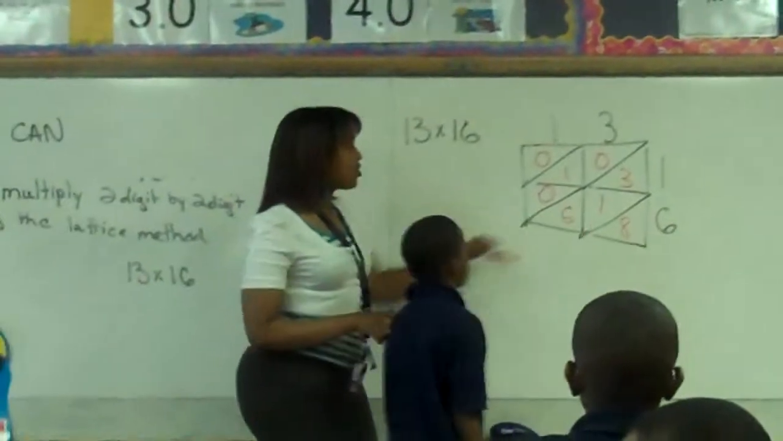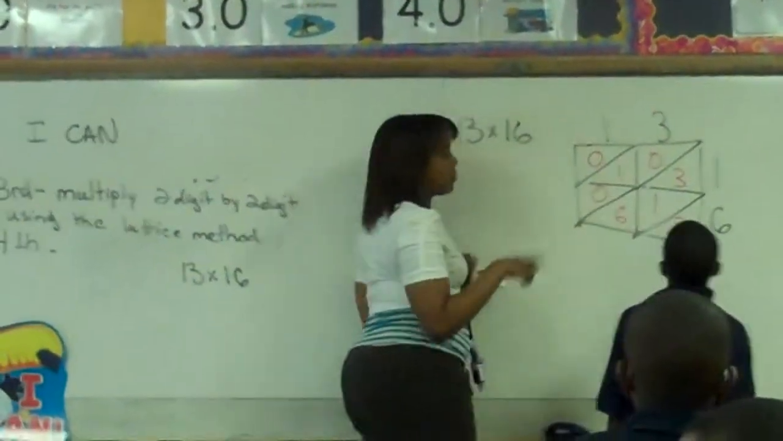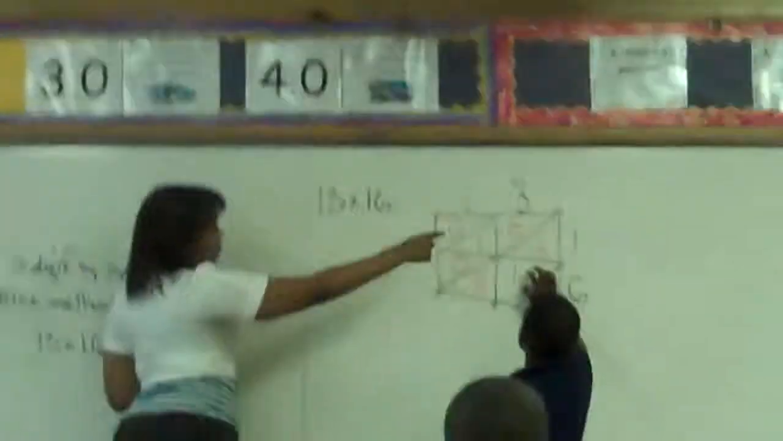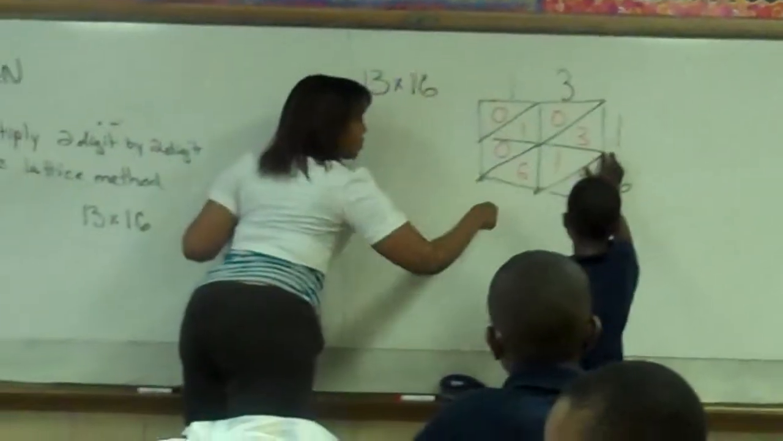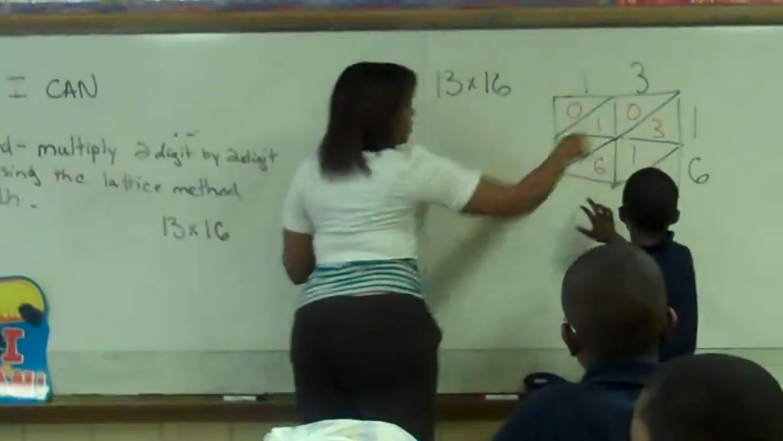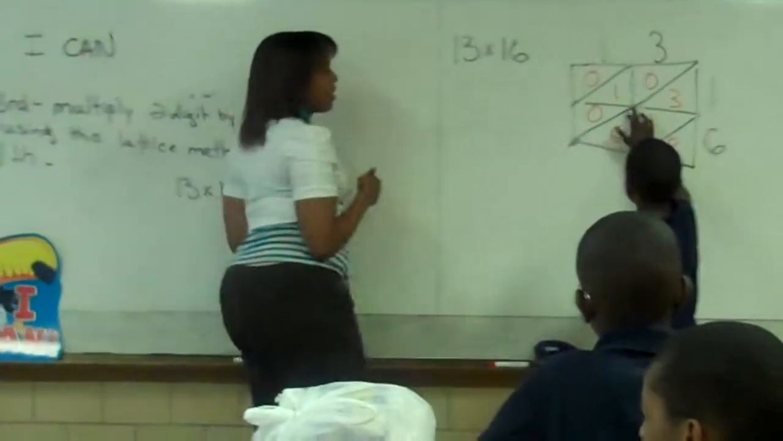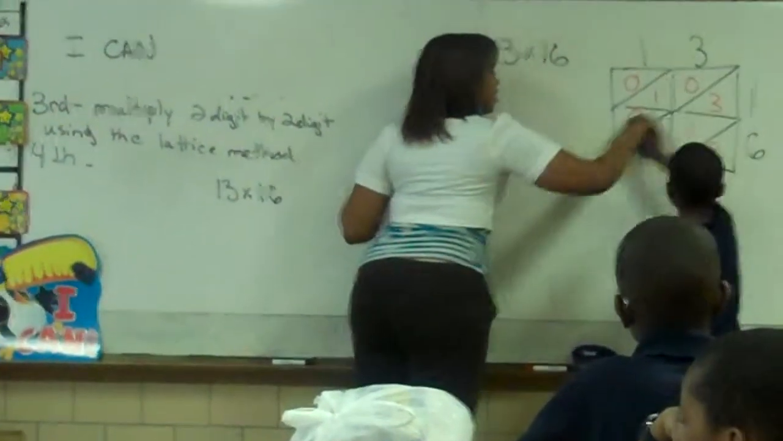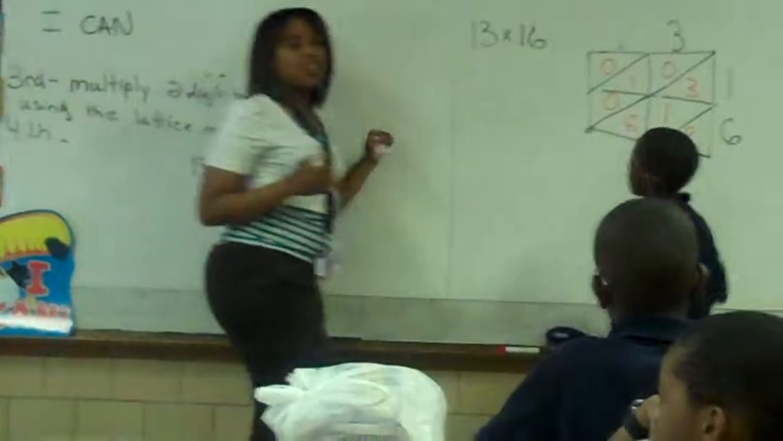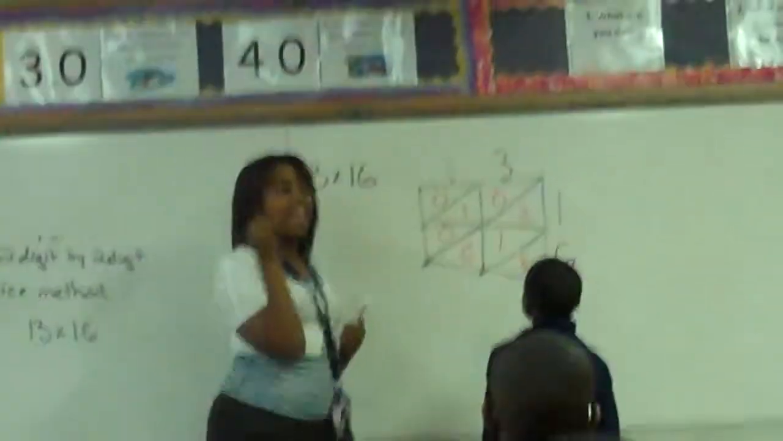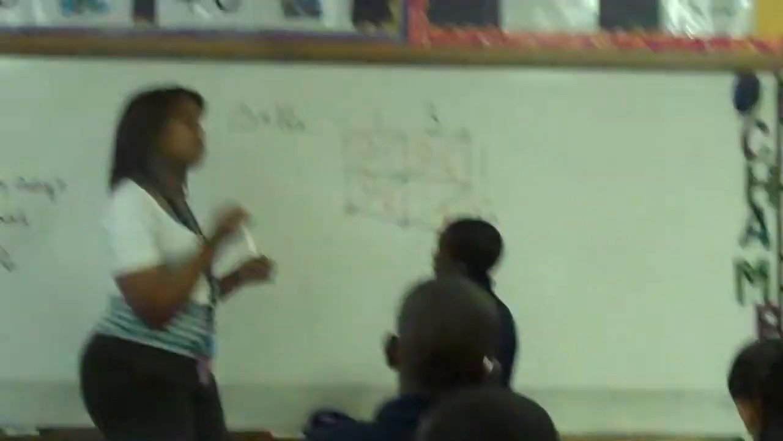Can you trace your finger across the diagonal lines? You know which ones are the diagonal lines? There you go. Trace them with your finger. Don't rub it off. Okay, that's 1. Show me another one. So this goes from here to here, and then from here to here. So we're going to use these diagonal lines as our guide to add up those numbers in those boxes.